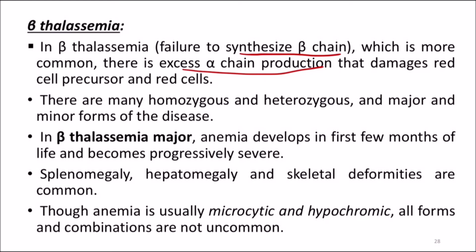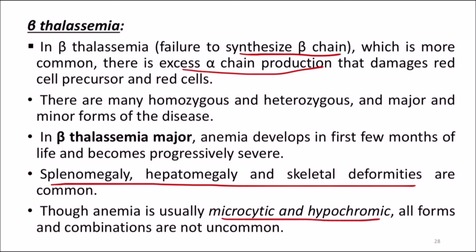In beta thalassemia major, anemia develops in the first few months of life and becomes progressively severe. Splenomegaly, hepatomegaly and skeletal deformities are commonly seen in beta thalassemia. The anemia is usually microcytic hypochromic. All forms and combinations are not uncommon.